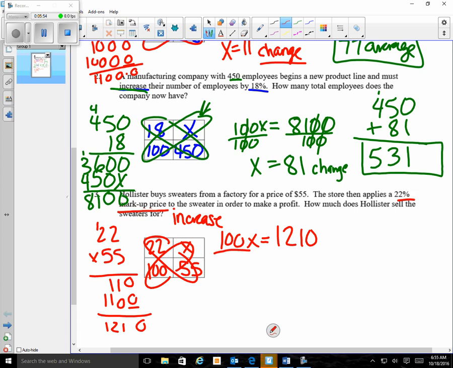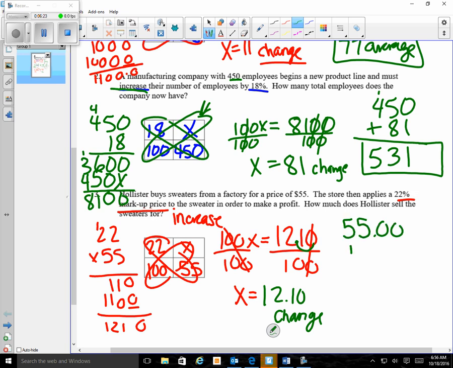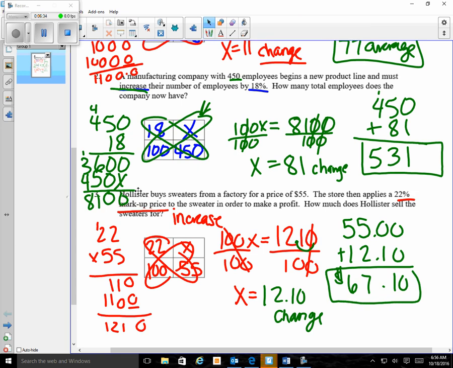So now I'm going to divide by 100. That cancels out to be a 1. Now I can take out just 1 zero, so I have 121 divided by 10. And when I do that, guys, that is just like moving my decimal 1 decimal place over. So I get $12.10 because we're talking about money. So that's my change. Because it is an increase, I go back with my original that I started with, which was $55, and I add $12.10 to it. So I get a total of $67.10 is what they sold the sweater for in the store to make their profits.